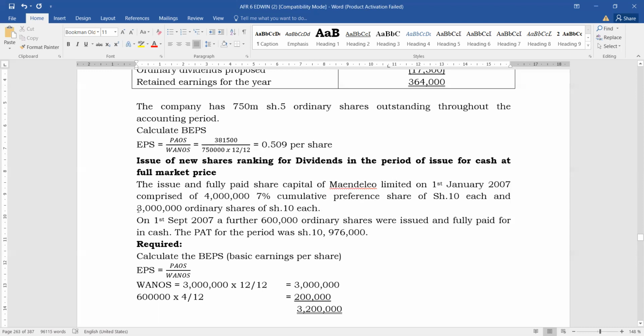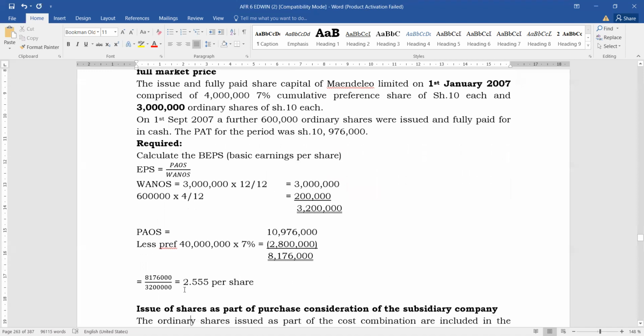Remember, these were there from January. What about the 600,000? They were issued on 1st September, so this one you weigh for 4 months. Do I have to calculate? No, it's okay. But if you are not understanding, I can calculate again. No, we can continue.